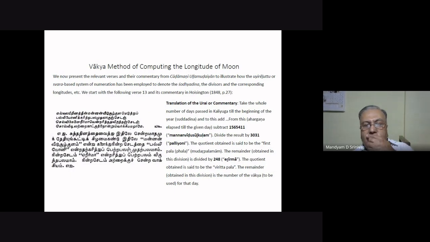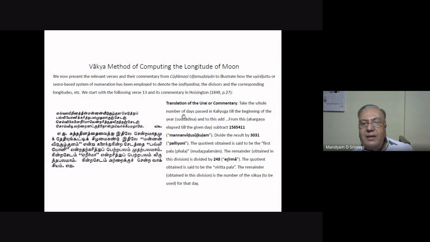This is a verse from Hoisington's edition. We do not have time to read the verse. There are phrases occurring here, both in the verse and in its traditional commentary, whose authorship we don't know. This is verse 13 in Hoisington's edition, in chapter 8. One phrase which occurs is Mannan Veed Shul Kulam. It is occurring here in the commentary, and here also. Palliyoni is another number. And then Erirma, that is the third number.